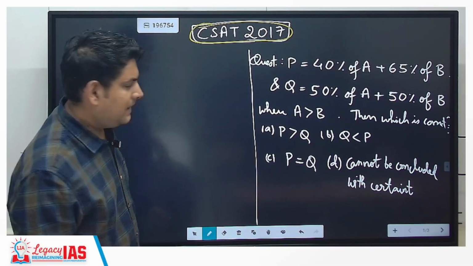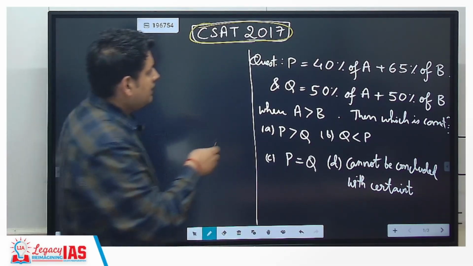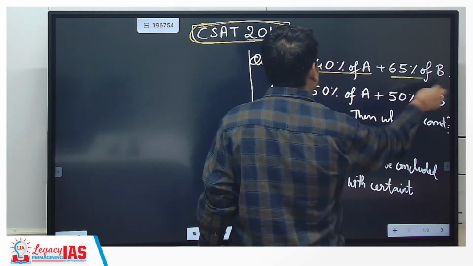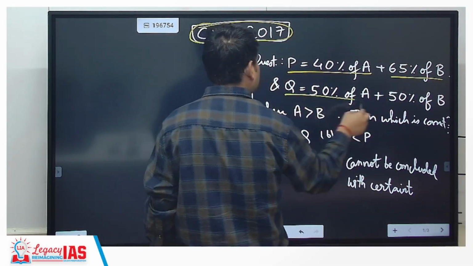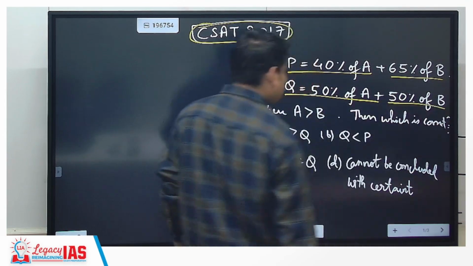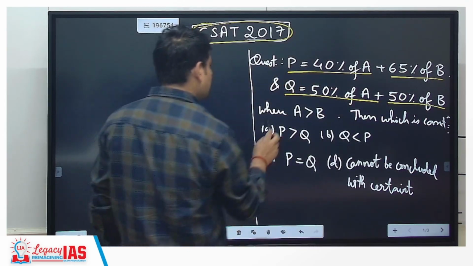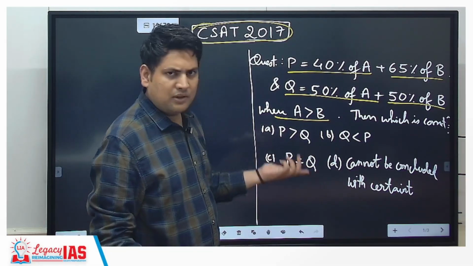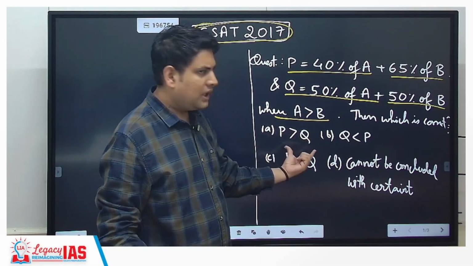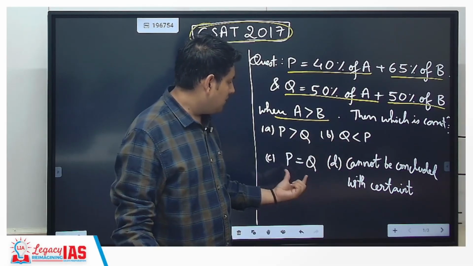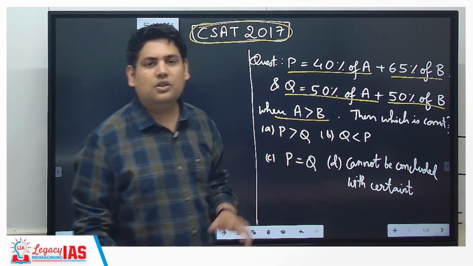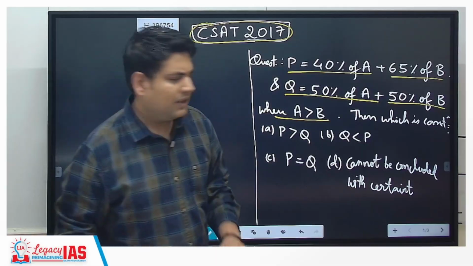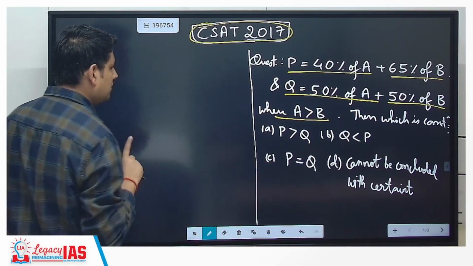See, what it says is that P is equal to 40% of A plus 65% of B, and Q is equal to 50% of A plus 50% of B. Also it is given that A is greater than B. Then you are asked which of these will be correct: P will be greater than Q, Q is greater than P, they are equal, or we cannot draw any conclusion. Okay. First thing that you need to understand is this.